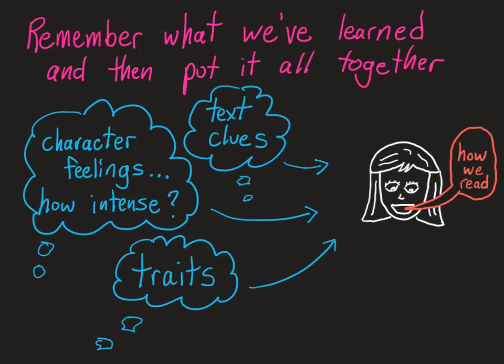Don't forget to use text clues. So when you're looking at your scene, look at the pictures, like maybe the characters' faces, and also the words in the text to get an idea about how the characters are going to talk. Think about the character feelings. How intense are they, and what would that sound like in someone's voice? And think about a character's traits. How would that type of person talk in that scene? These things tell us how we read.